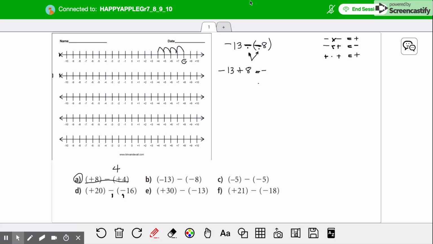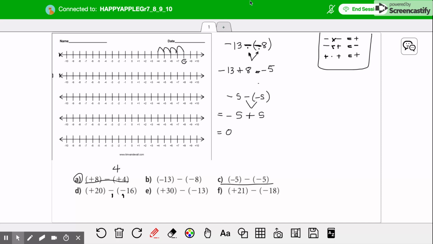Okay, so that's -5. Now if I look at this one, I'd have -5 minus -5. So what does minus minus become? Look up here. It tells me what the combinations are. That would become a positive. Right? So I can write it like this. Now go to -5 on the number line, which is 0. Right, 0. So we got that one.